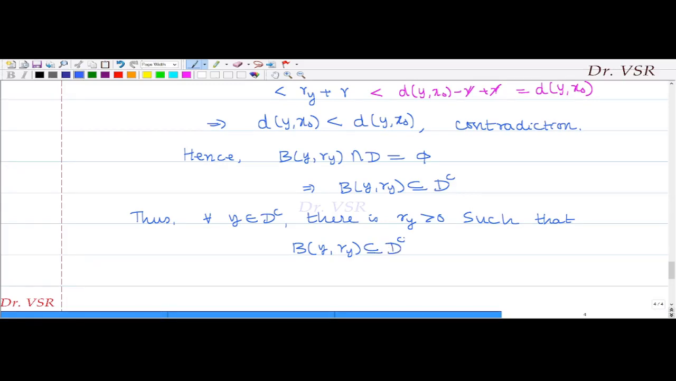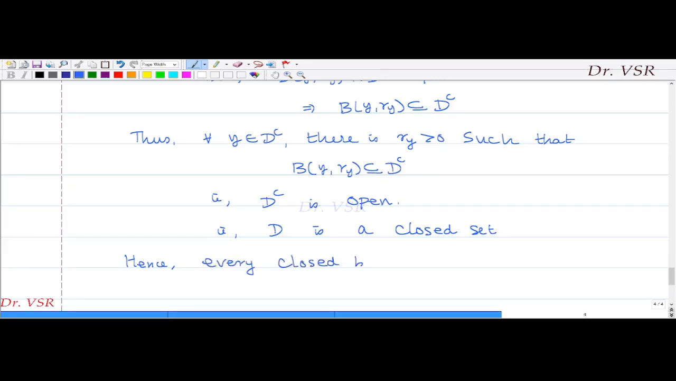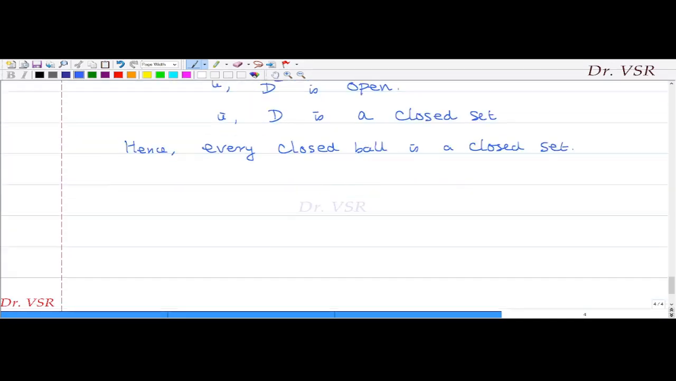So that is, D complement is open. That is, D is a closed set. Okay, hence every closed ball is a closed set. So this is the next result we have studied.